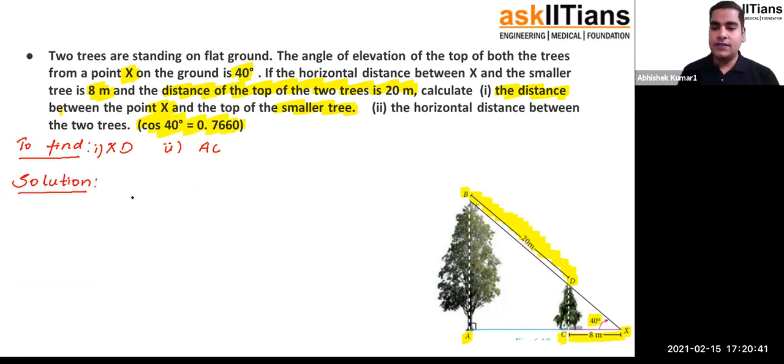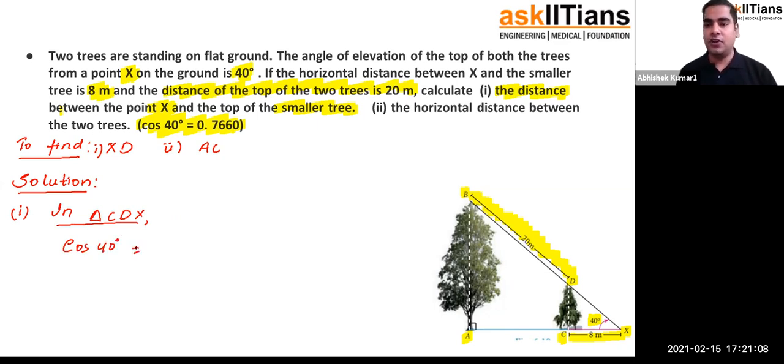I'm going to consider that we have two right triangles here. If you see this figure, one of the right triangles is ABX, which is the bigger right triangle. The other one is CDX. So I'm going to use trigonometry in both the triangles. First, if I consider triangle CDX, in this triangle if I calculate cos of 40 degrees, we all know the formula for cos theta: base by hypotenuse. So base is CX. Hypotenuse is XD, which we have to calculate.